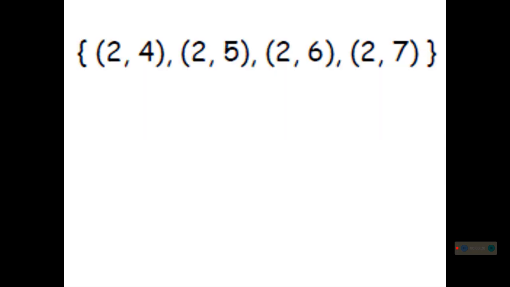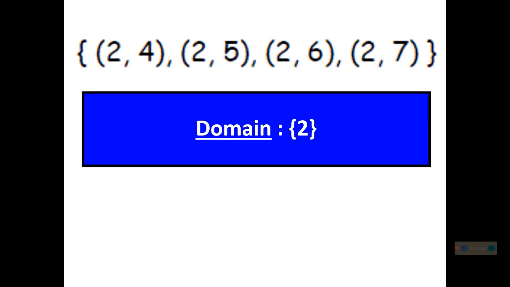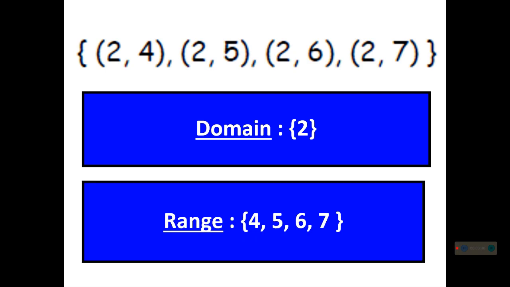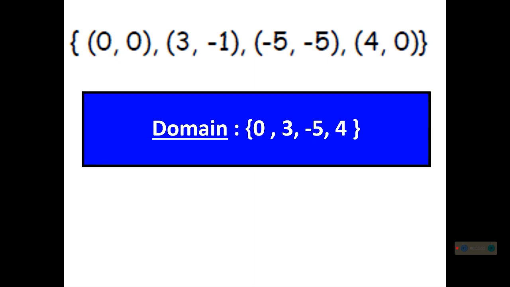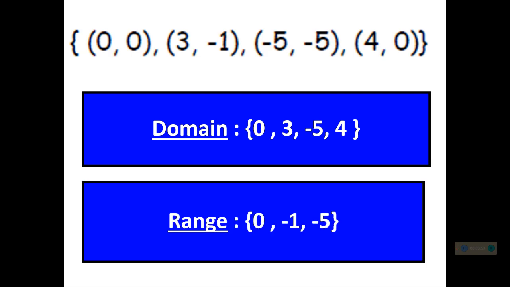Next, let's have here again a set of ordered pairs. What will be our domain? Correct. We have 2. How about the range? Okay, correct. So we have 4, 5, 6, 7. Next, we have another set of ordered pairs. The domain should be, correct, 0, 3, negative 5, 4. And the range will be, correct, 0, negative 1, negative 5.